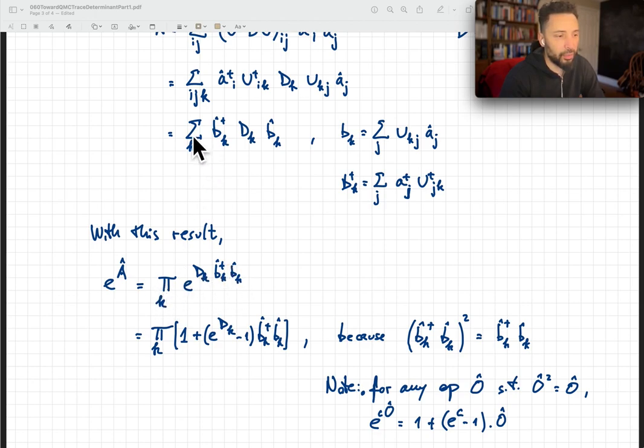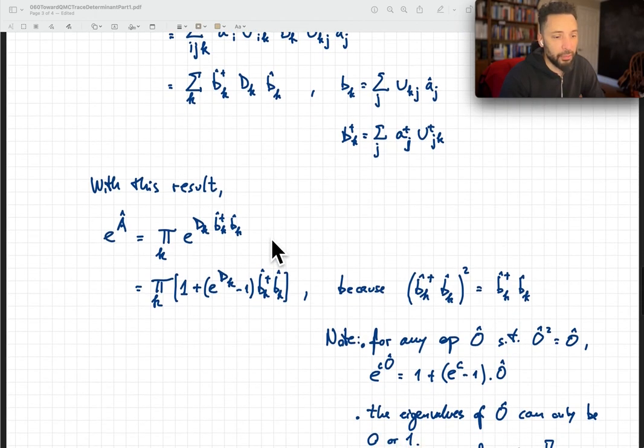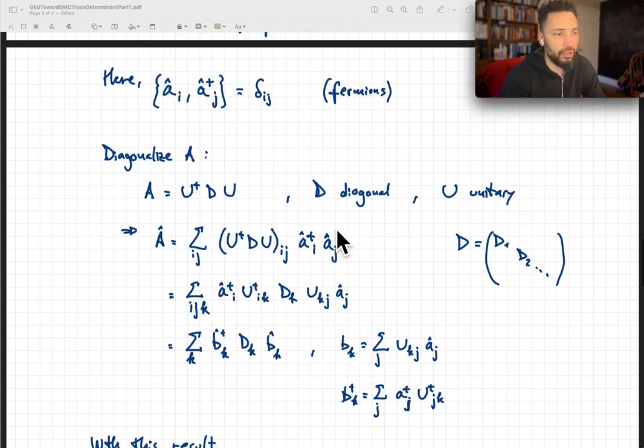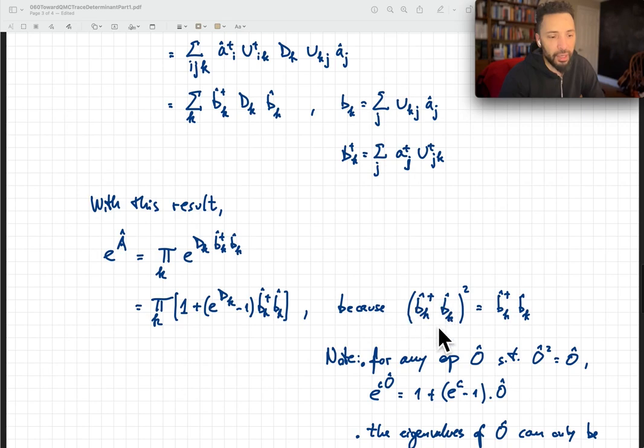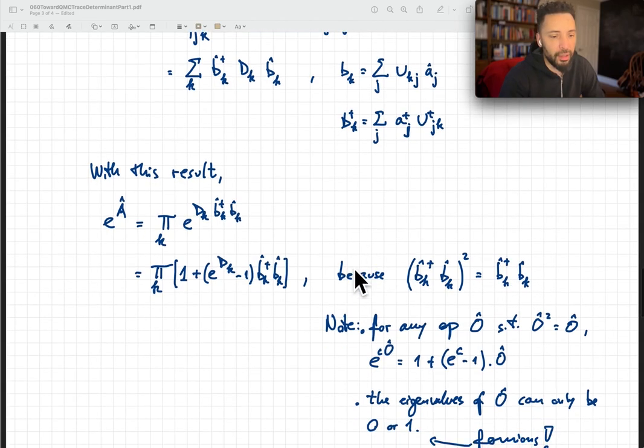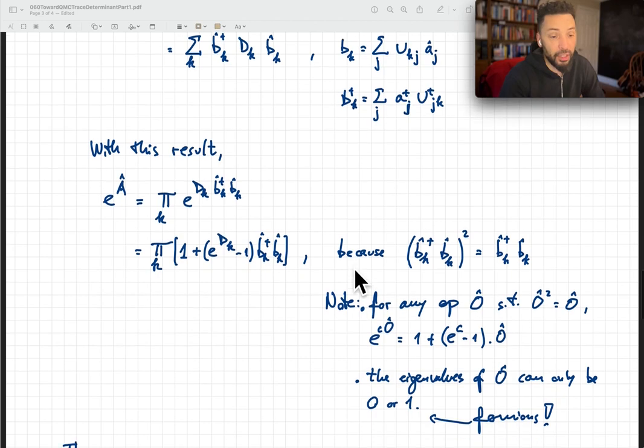So this product comes from this sum, of course, taking the exponential of that. Now, it turns out that this b_k dagger b_k, because of the anti-commutation relations that we have here, you can show, it's not hard to show at all, that (b_k dagger b_k) squared is b_k dagger b_k. So the square of this operator is itself. And that means that there are two properties actually.